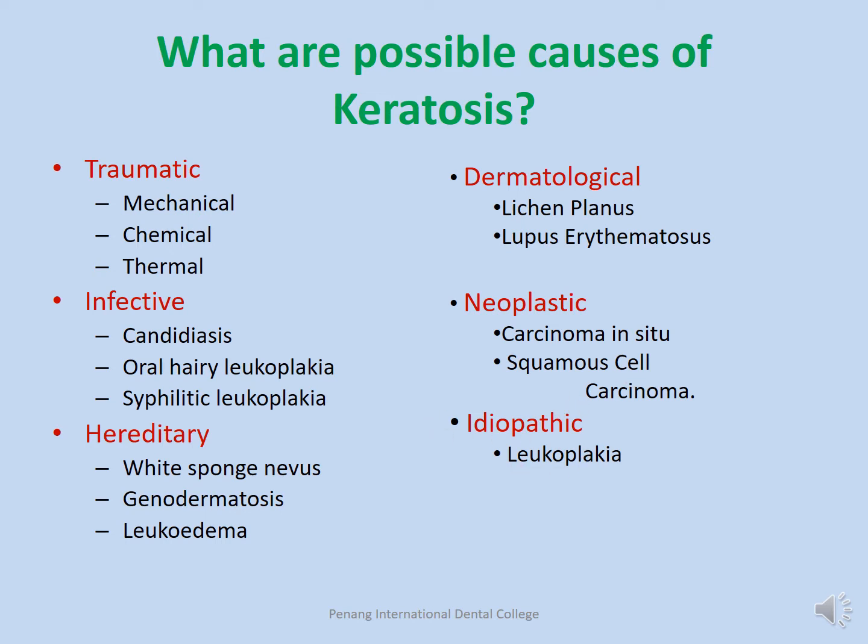And the last is idiopathic, which is called leukoplakia. Now I'm going to discuss leukoplakia a little more in detail further on in this lecture. But the aim of this slide is to make you understand that these are the various categories of causes for keratosis in the oral mucosa.